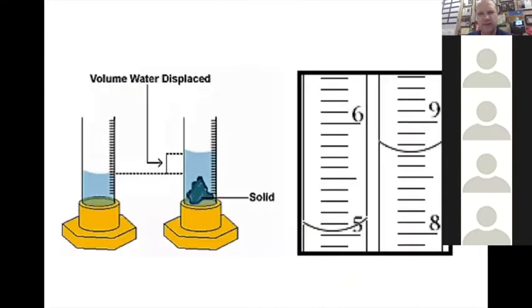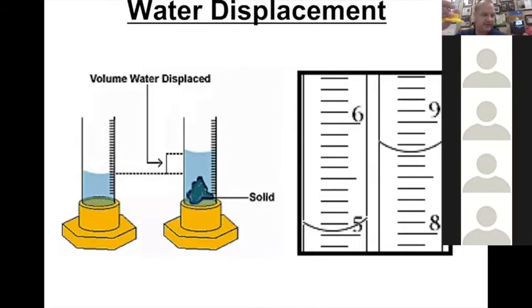Or what if it's a weird shape? If it's a weird shape, I want to find the size. How big is this? Well, I can't measure length and width and height. I can't do it that way. So what I have to do instead is called water displacement. And I am going to put some water in this tube, and I write down how much I start with.